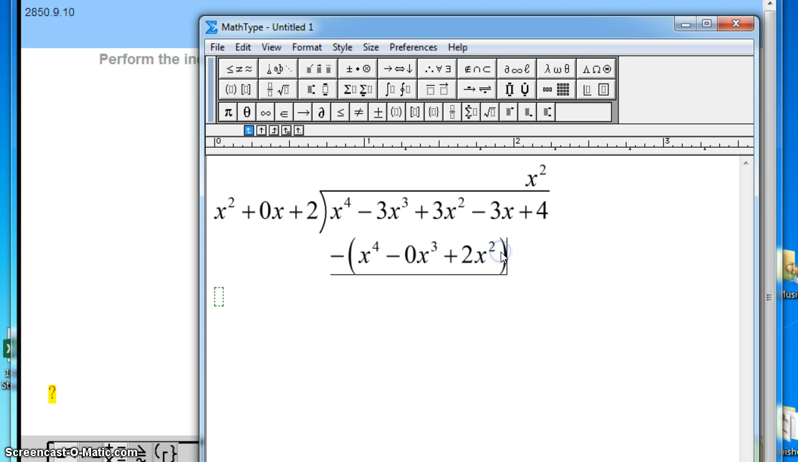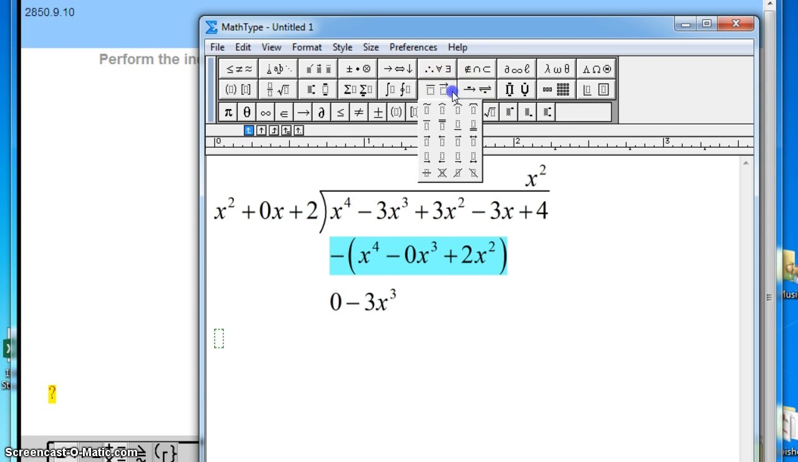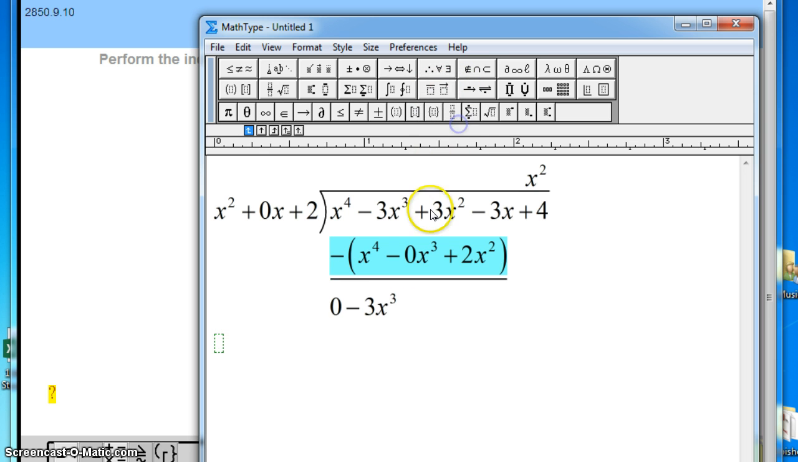And we're going to get x to the fourth minus x to the fourth, so you just do it in a vertical line. X to the fourth minus x to the fourth is 0. And then minus 3x cubed minus 0x cubed, well, that's still minus 3x cubed. Here, I'm going to put in a line just to make that look a little better. Okay. So minus 3x cubed, and then we'll do plus 3x squared minus, you distribute the minus, so minus 2x squared. So that's plus x squared.